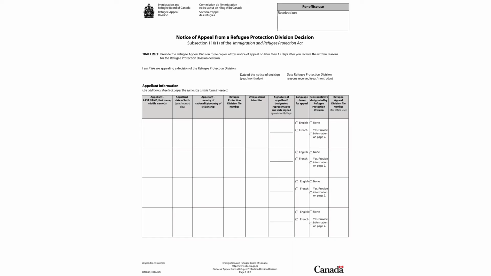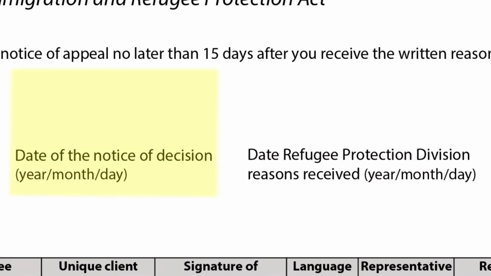Completing the Notice of Appeal form, page 1. How to fill out the Notice of Appeal. Put in the date that appears on the RPD Notice of Decision here. Put in the date that you received the Reasons and Decision here.